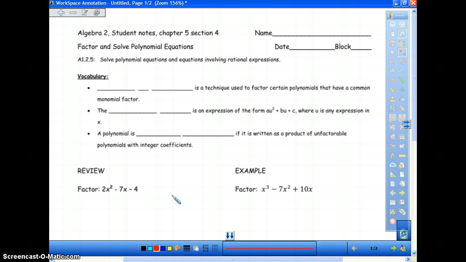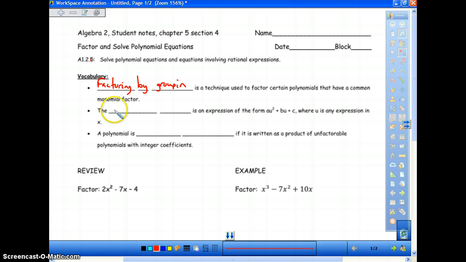The main thing that we're going to talk about with solving and factoring polynomial equations is a technique called factoring by grouping. It's just a technique used to factor certain polynomials that have common monomial factors, and you will see what we're talking about when we get there.